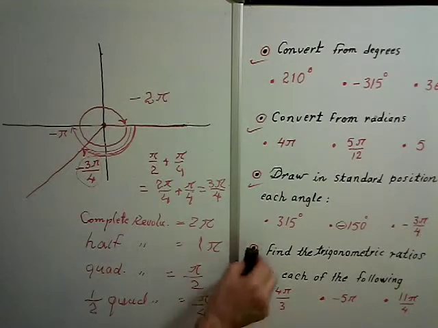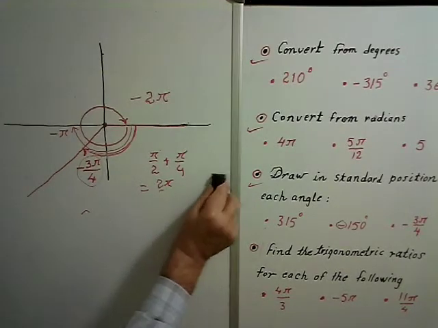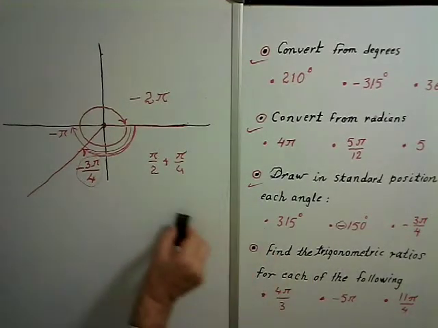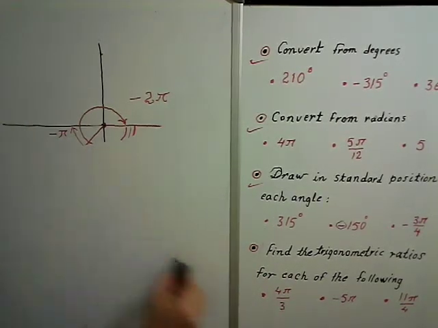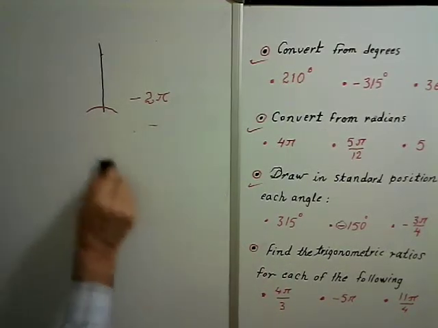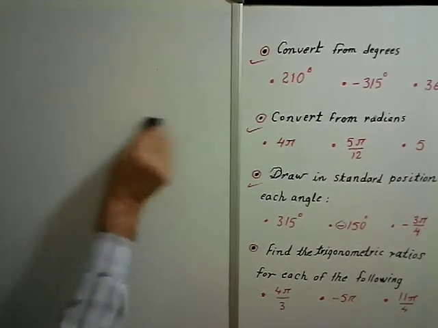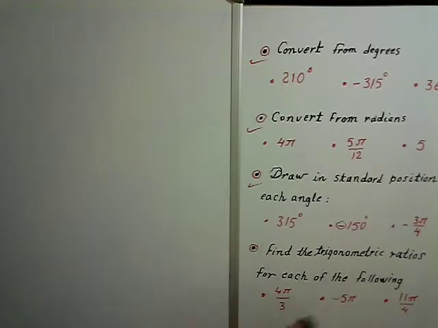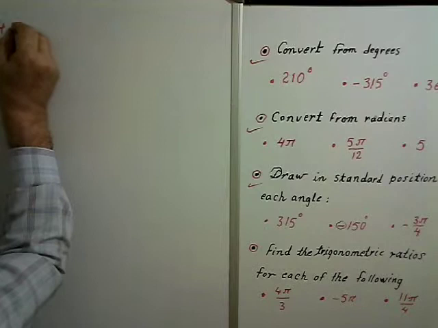Let us go to the last one. For this question, they ask me to find the trigonometric ratios for each angle mentioned here. Those angles are written in radians. There is no degree circle here, that means no degrees, but it is radians. First angle: 4 pi over 3.